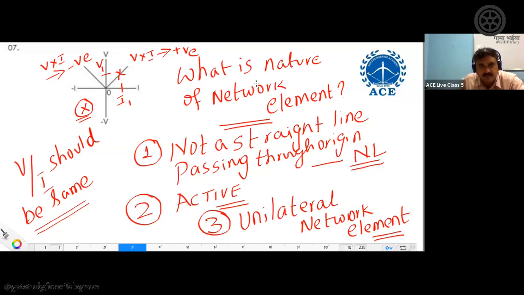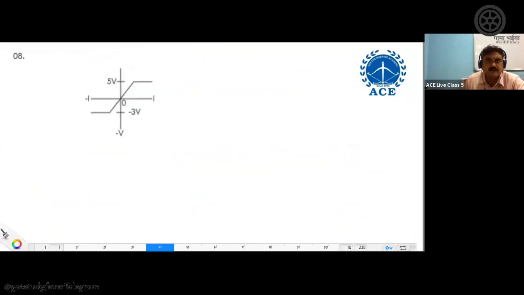Right. Let us see one more. Same model. This network element. What are the properties of this network element? First tell me, is it linear or non-linear? It is not a straight line passing through origin. After going sometimes it has got saturated. Here. This is coming here. Similarly, here also it is coming like this. So definitely it is non-linear, no doubt.